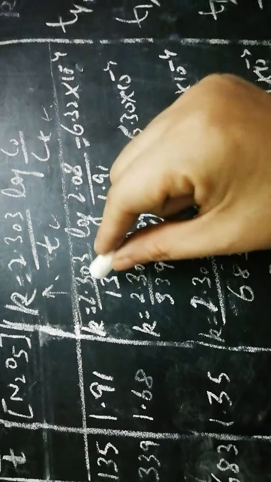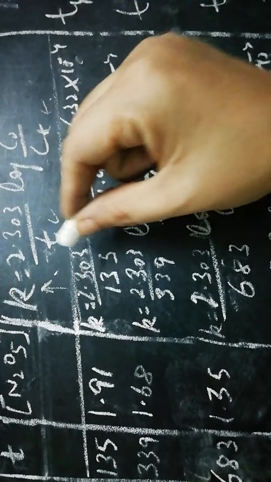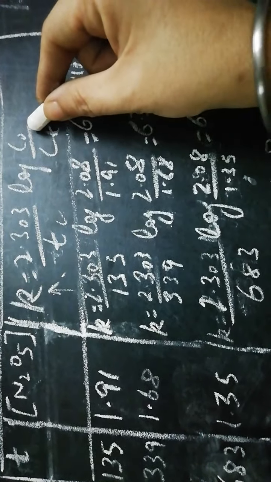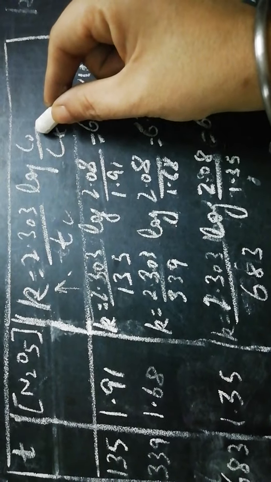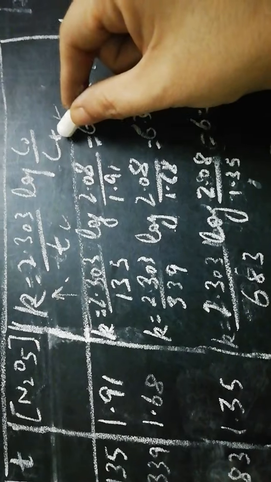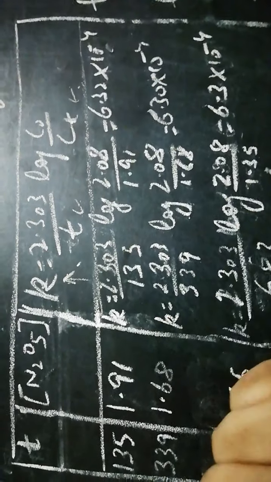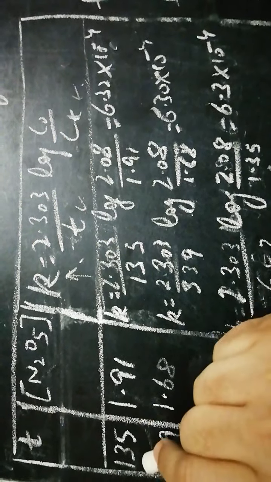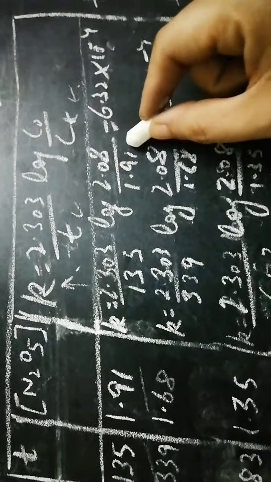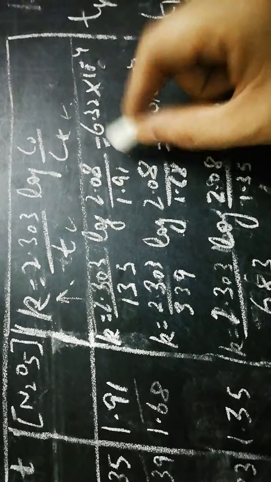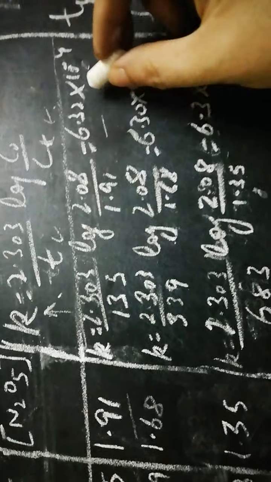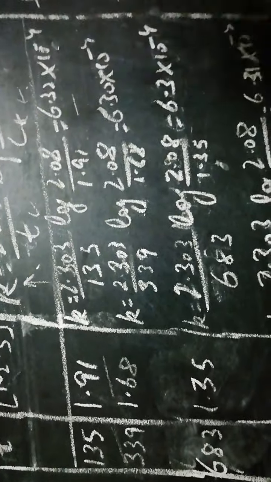So the value of K is 2.303 upon t, where the value of t is 135 seconds, log C naught. C naught is the initial concentration, that is the concentration at 0 time, which is 2.08. And the concentration at any instant of time, here what is our instant of time? That is 135 seconds. So the concentration at 135 seconds is 1.91. So at Ct we will write 1.91. The value of K comes out to be 6.32 into 10 to power minus 4.